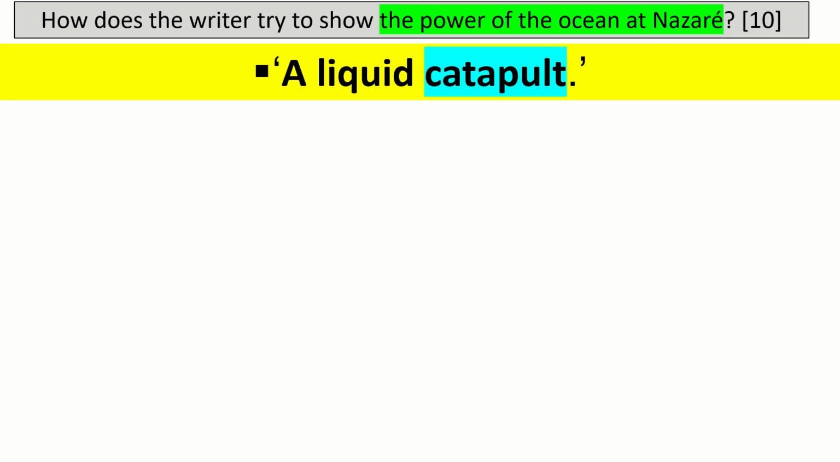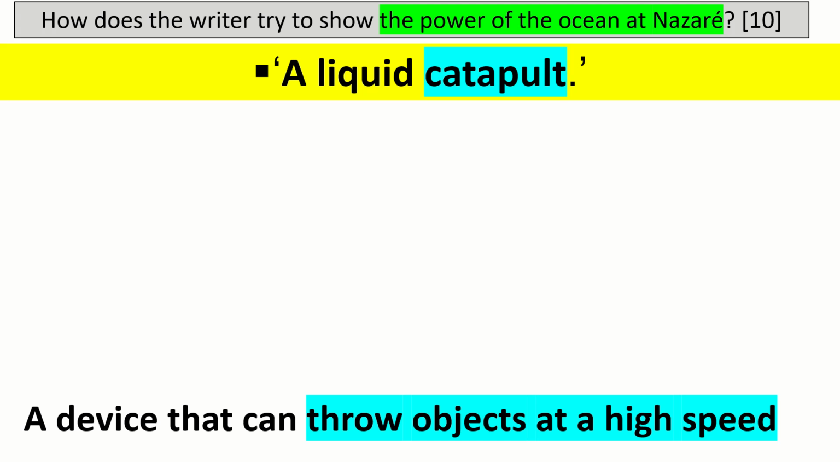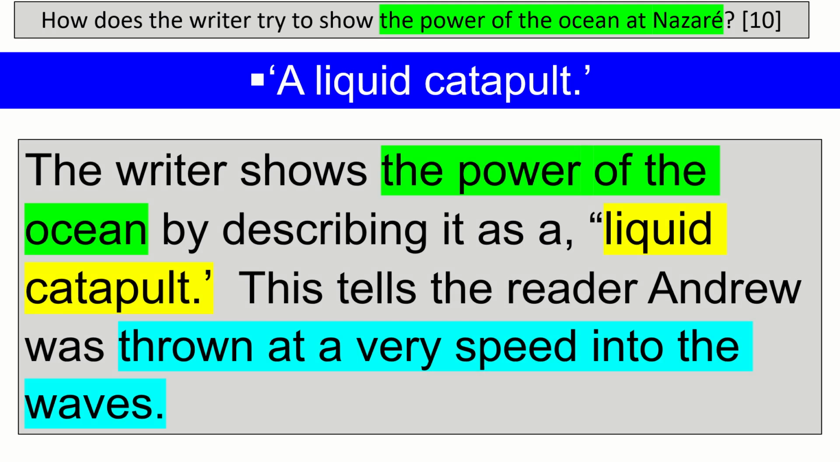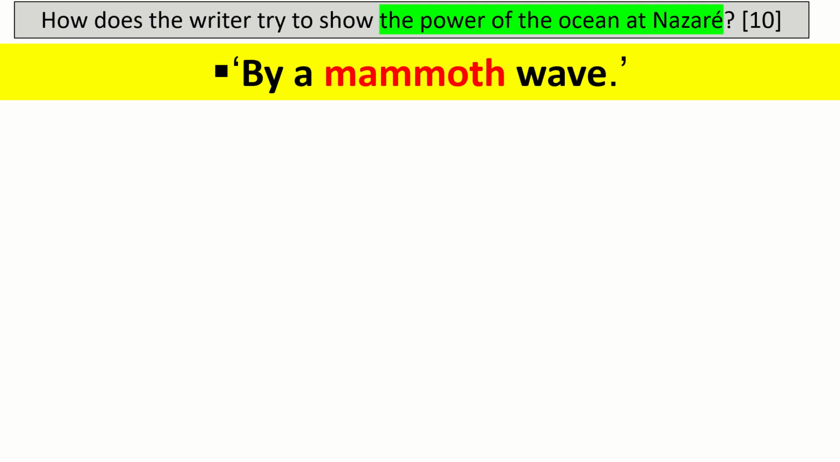In the sort of subheading, it calls the wave a liquid catapult. So again, what is a catapult if you're a human dictionary? Well, it's a device that can throw objects at a high speed. So I put the writer shows the power of the ocean by describing it as a liquid catapult. This tells the reader Andrew was thrown at a very high speed into the waves. It doesn't just say a big wave. It doesn't just say a wave. It says a mammoth wave.